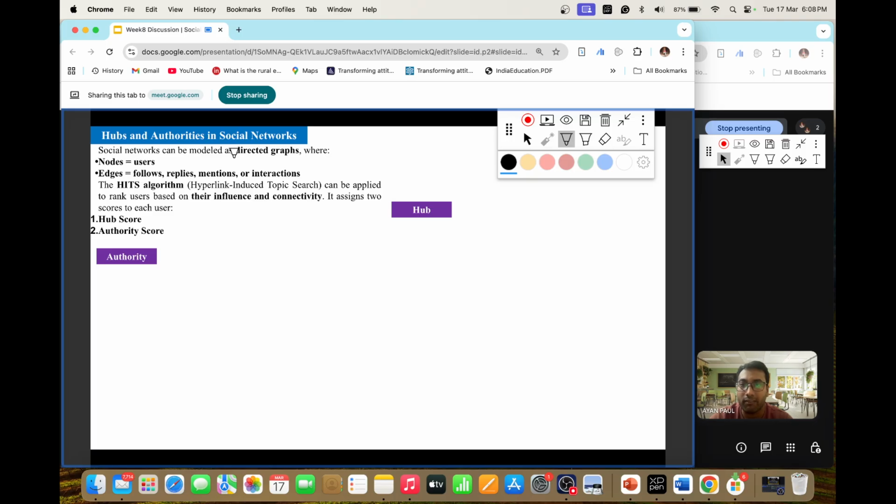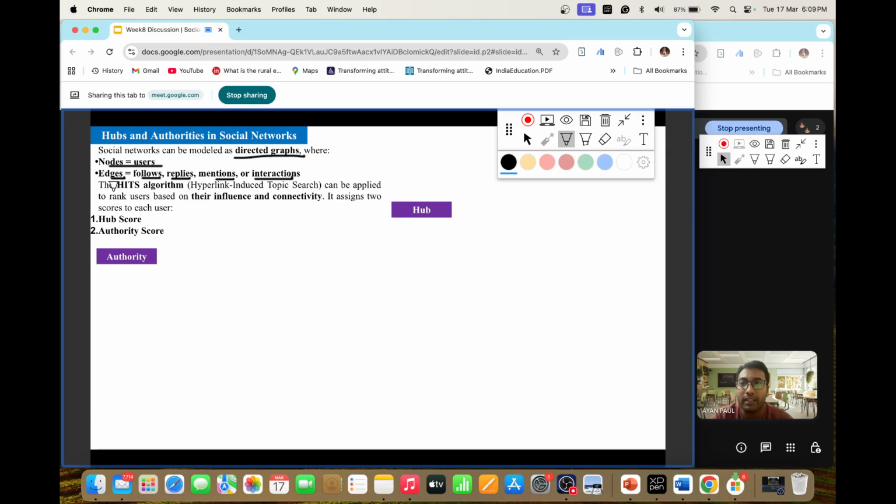So a social network can be modeled as a directed graph. Nodes here are users, and edges represent follows, replies, mentions or interactions. In a graph, two things are important: one is nodes and another one is edges. So if you are given any web graph or social network graph, you first have to find out what the nodes are and what the edges are.